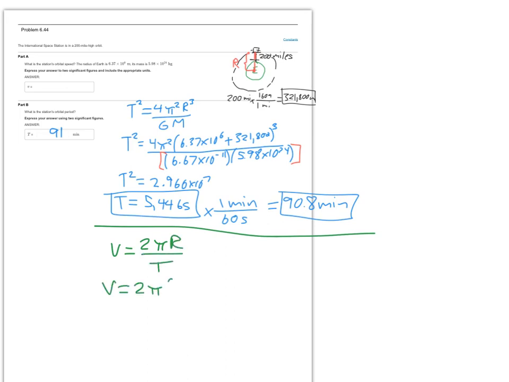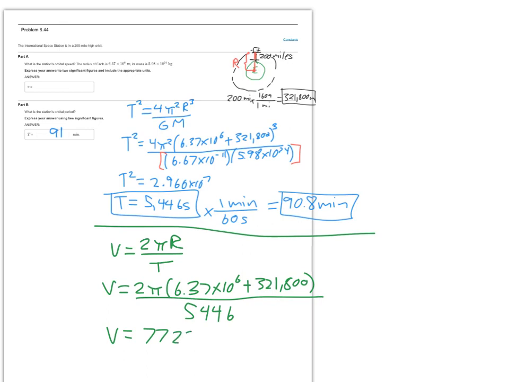We know the radius is going to be the same r that we used in the previous part, the radius of Earth plus the height above the surface of Earth. And then we're going to divide by that period in seconds that we just solved for, because we want to get our velocity in meters per second. And so we end up getting a final velocity here of 7,720 meters per second. When we round that to 2 sig figs, it's 7,700 meters per second.